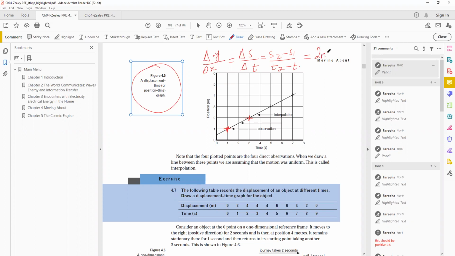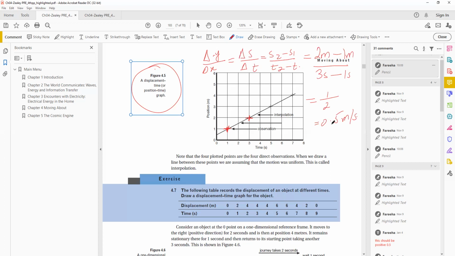2 meters minus the second one is 1 meter, divided by the time t2, which is 3 seconds, minus t1, which is 1 second. So this is equal to 1 divided by 2. So this is equal to 0.5 meter per second. So that's the slope, which is equal to the velocity.